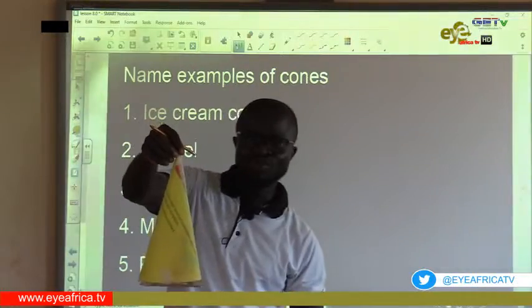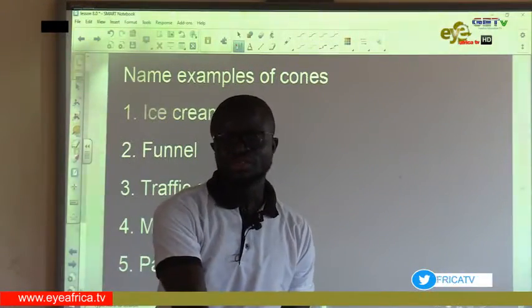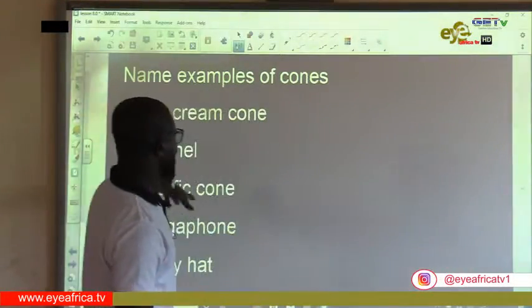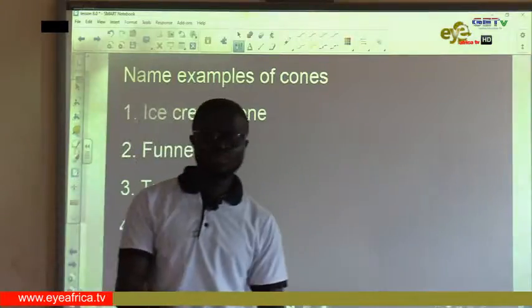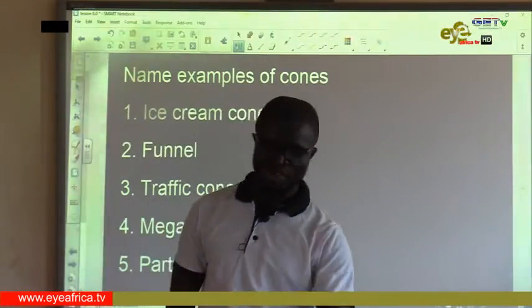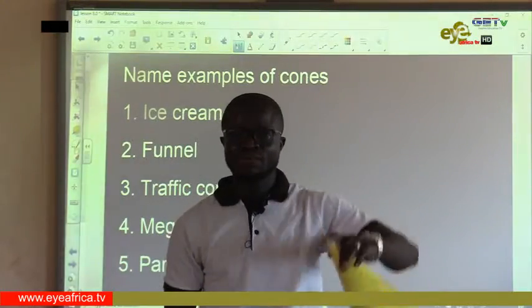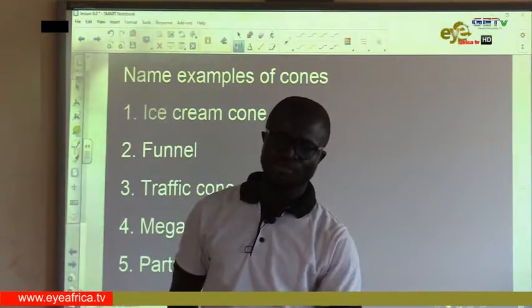So these traffic cones are used as what? Traffic regulators. So because they look like cones, we therefore cite them as examples of what? Cones. But mind you, not all of them can be termed as cones because of what? They don't have a sharp tip that forms the vertex. Please take note of that. I'm stressing that point, please.